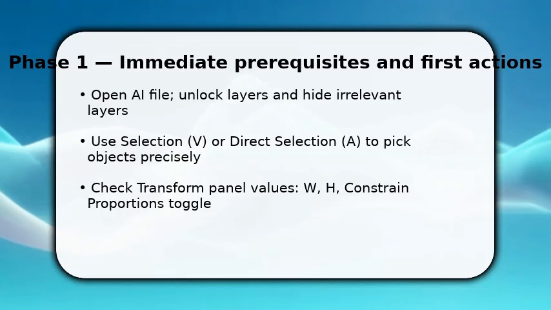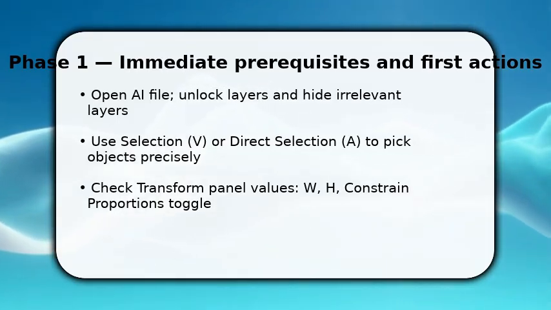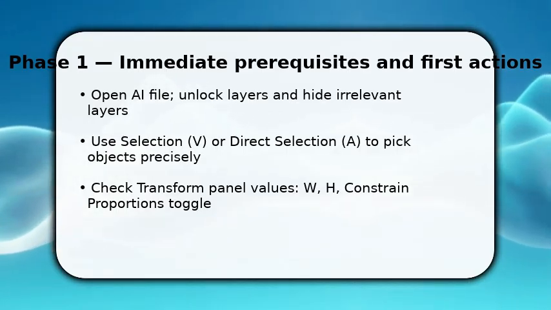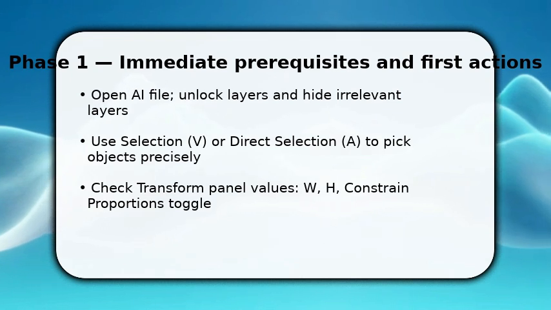This shows the current size and allows numeric input. Make sure the constrain proportions link is set the way you need it, on to keep aspect ratio, off to skew one axis. Now you're ready to change size precisely.